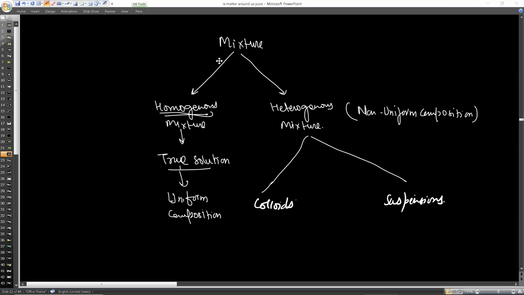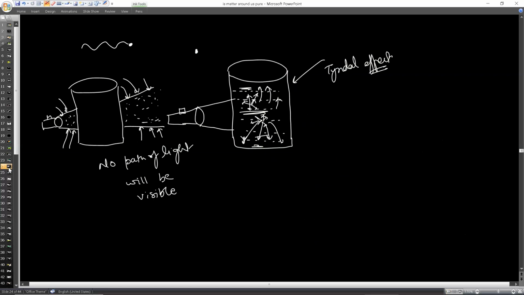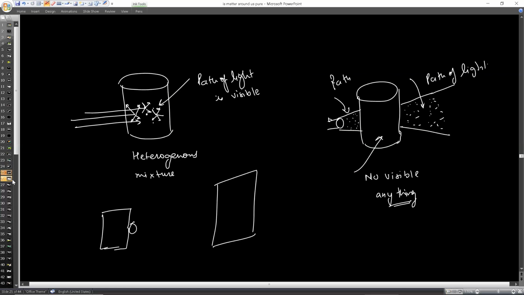Done, noted everyone? Okay, do the next one. This is heterogeneous mixtures. It may be colloids or suspension, and this one is no visible path of light.